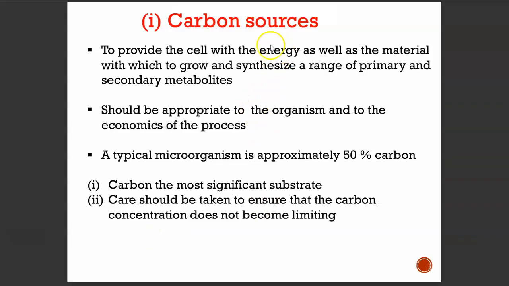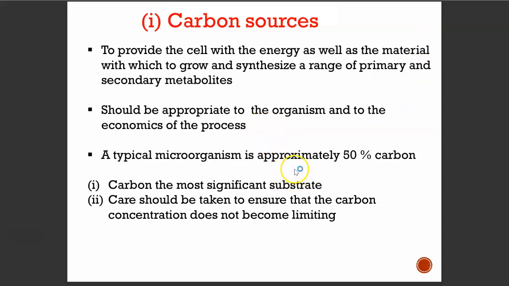Now, what are these carbon sources for? The carbon source is used to provide the cell with energy as well as the material with which to grow and synthesize a range of primary and secondary metabolites. That is why carbon is the highest content in any element, because it is used to provide the energy. It should be appropriate to the organisms and to the economics of the process.